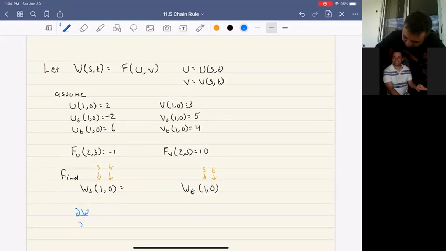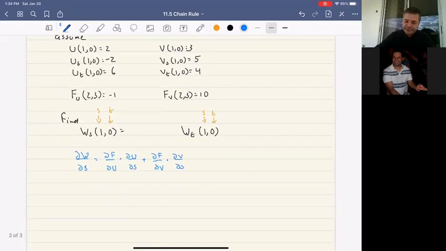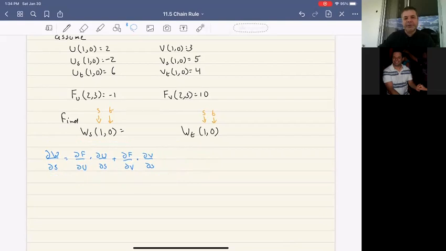So let's write it this way. Partial of W with respect to S equals partial of F with respect to U times partial of U with respect to S, plus partial of F with respect to V times partial of V with respect to S. Okay. And now it's just going to be a matter of putting those numbers in.